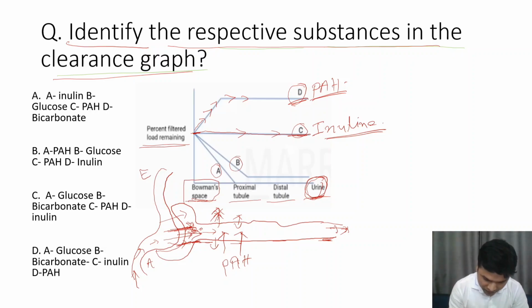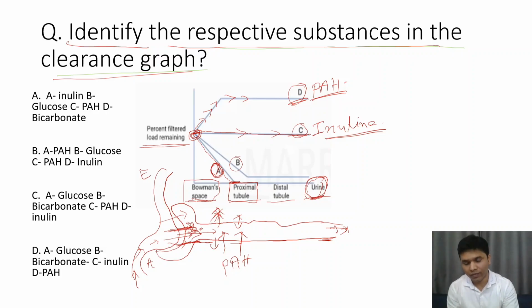The next graph I will discuss is the A graph. Can you see the A graph clearly? This is the proximal tubule, and before that the substance is filtered here, and after filtration the concentration is decreasing rapidly and reaches almost zero in the proximal tubule. So what may be the substance? It means the substance is completely reabsorbed in the proximal tubule only. That is actually glucose. Glucose is completely reabsorbed in the proximal tubule only.